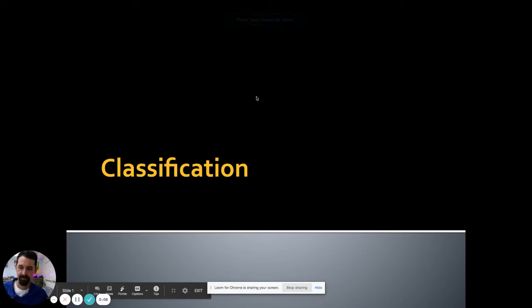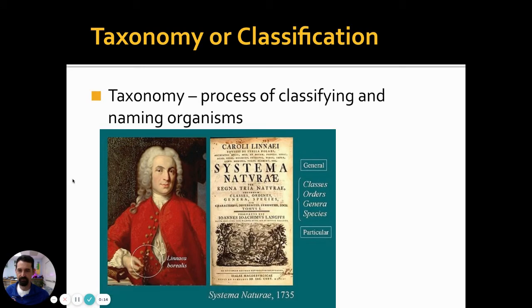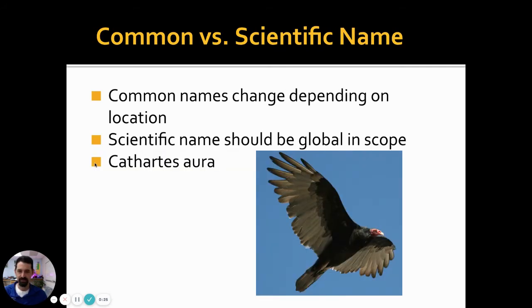Okay, this is part two of classification and taxonomy. And so we're going to pick back up where we left off. We had begun discussing this taxonomy, or the process of classifying things, with the discussion about this individual, Carolus Linnaeus, and his system of classification.